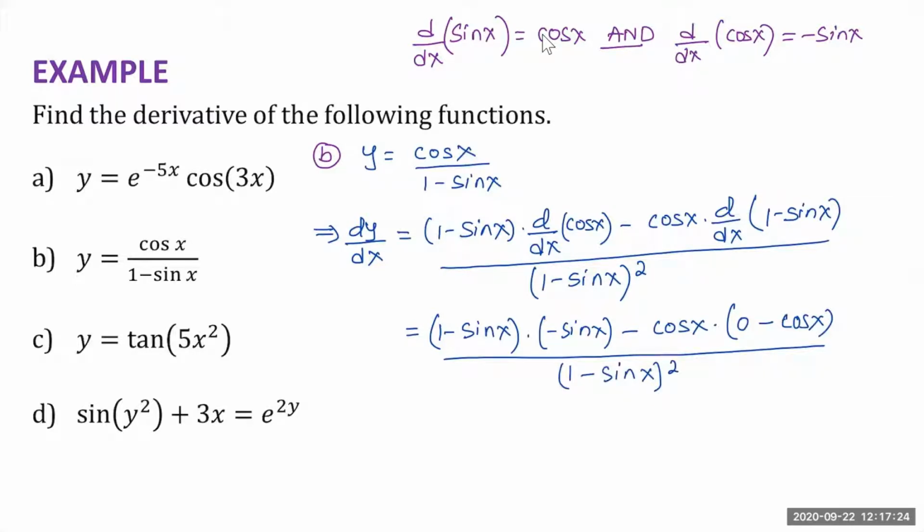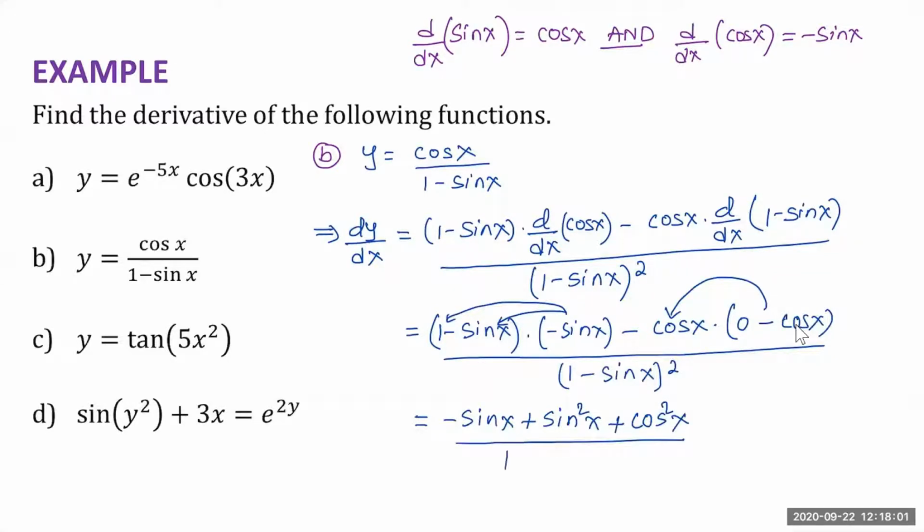Now let's simplify. In the numerator, when I distribute that negative sine x, negative sine x multiplied by 1 is negative sine x. And then negative sine x multiplied by negative sine x, negative and negative is positive, sine x times sine x is sine squared x. Then minus, 0 minus cosine x is negative cosine x. Negative cosine x multiplied by negative cosine x is positive cosine squared x, divided by 1 minus sine x quantity squared.